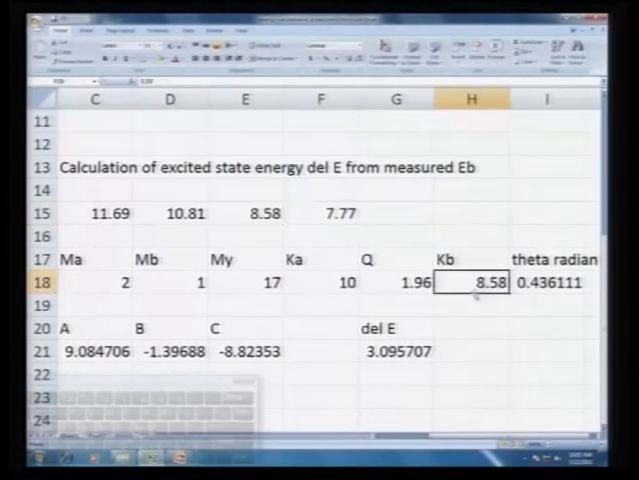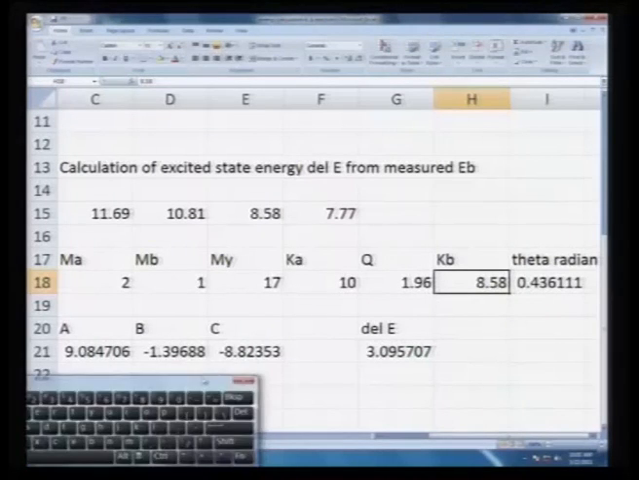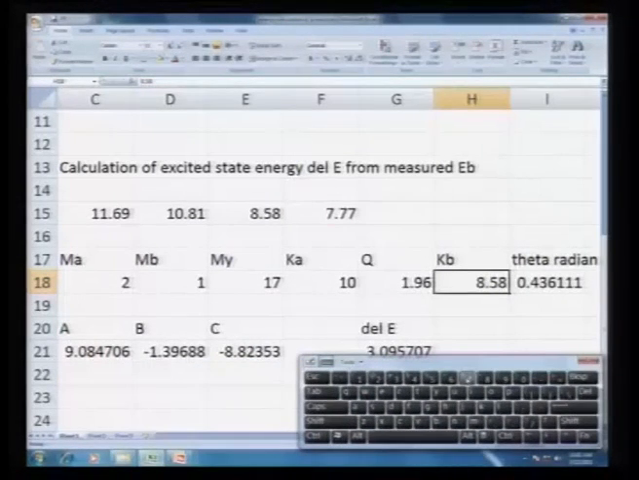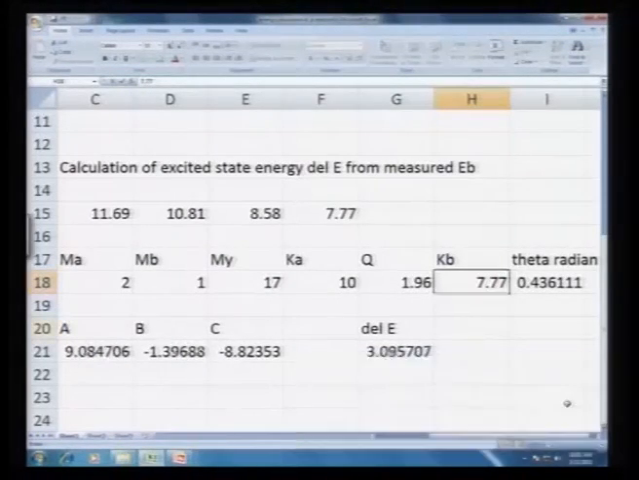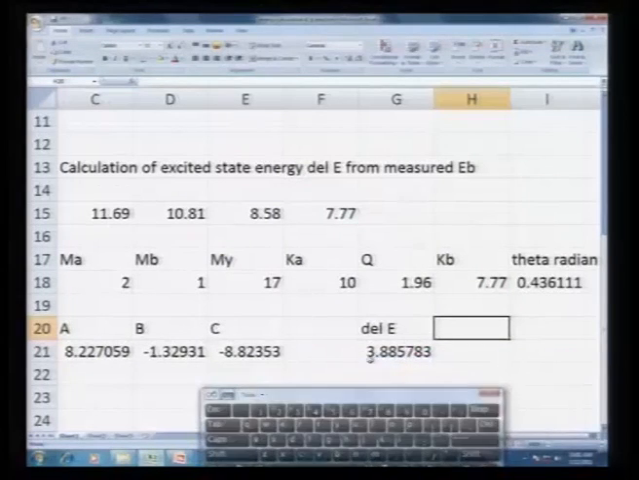So, you can write that 7.77 here. This is the kinetic energy of the proton, and if you do that, it is somewhere else, 3.88. These numbers are only to show you how you get delta E from the measured quantities. These are not the very accurate numbers for that 17 oxygen, but this is how you make the calculations.